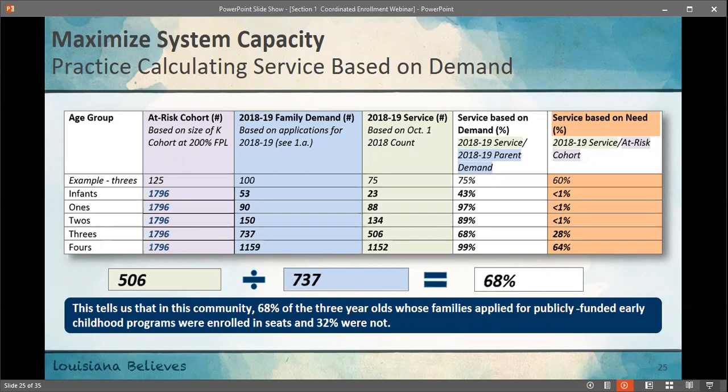And that 32%, we're just making an inference because 68% were. So we know that if 68% were enrolled in seats, 32% were not, which is the gap between your family demand and your service.